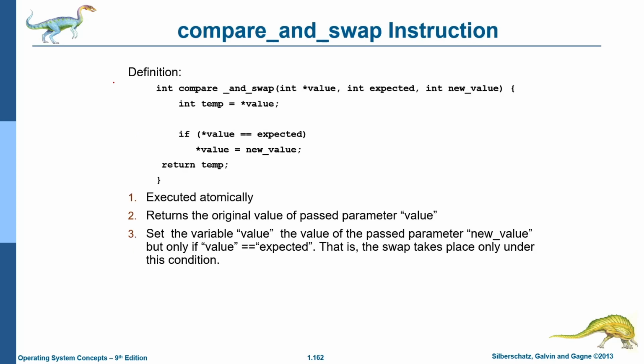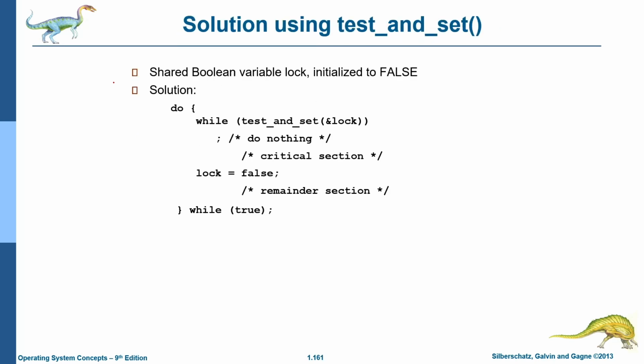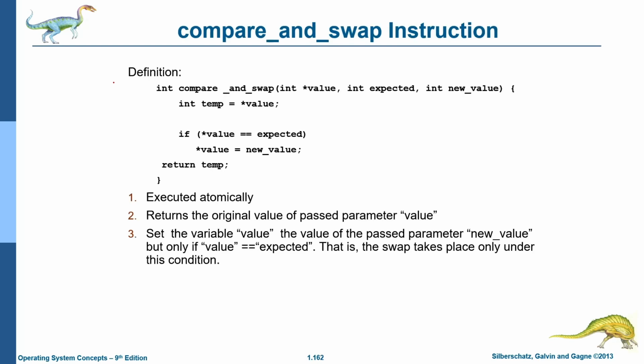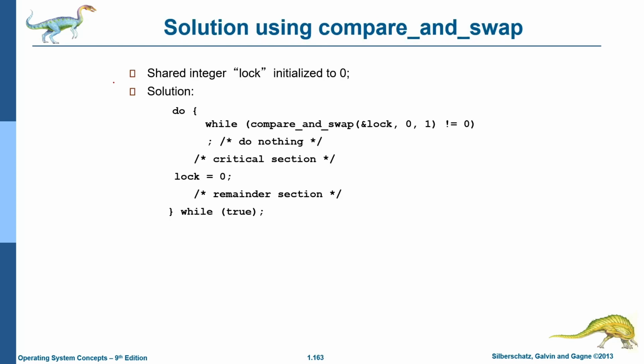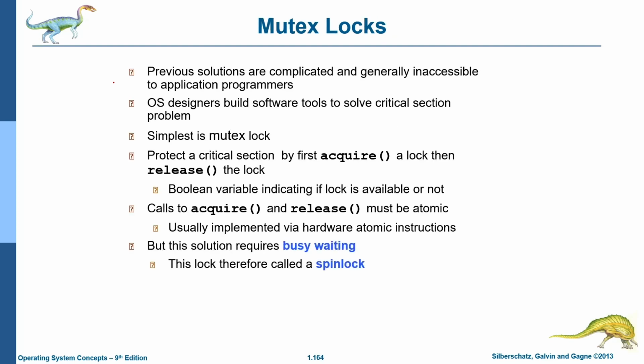We finished talking about a couple of these instructions, the test and set instruction. And we saw how this instruction can be used to solve the critical section problem. We saw the compare and swap instruction, how that can be used to solve the same problem.